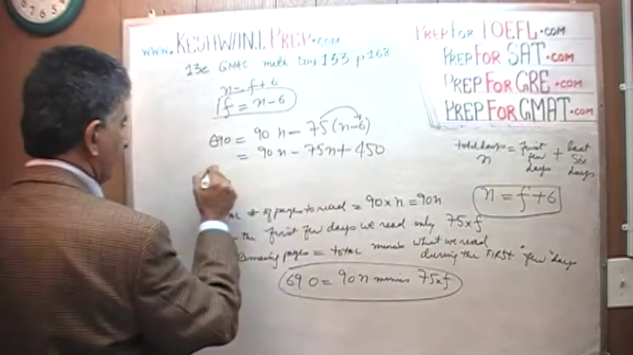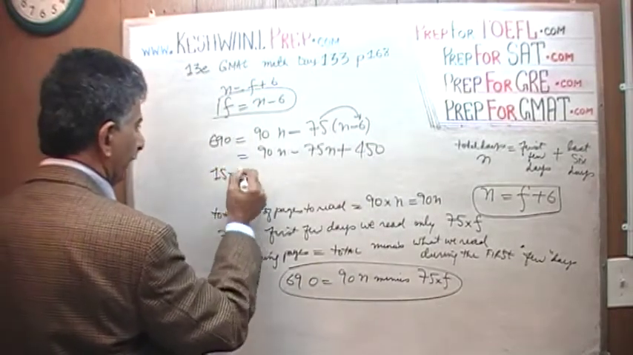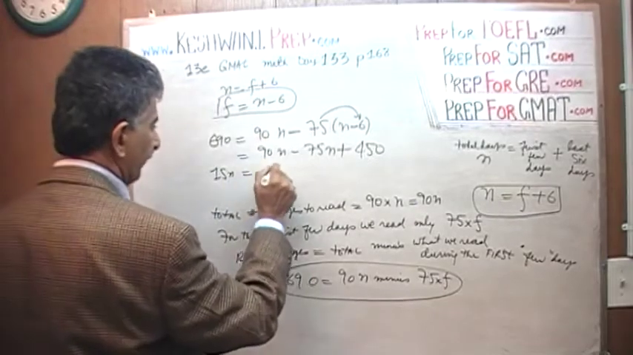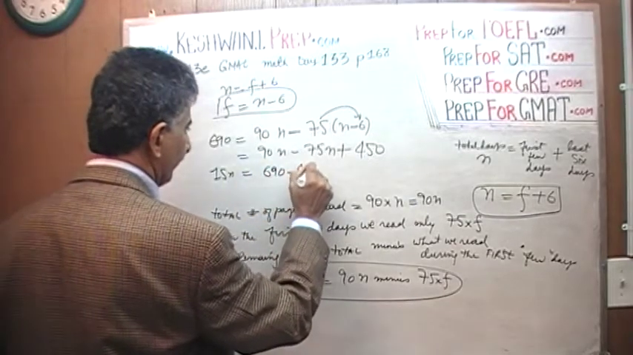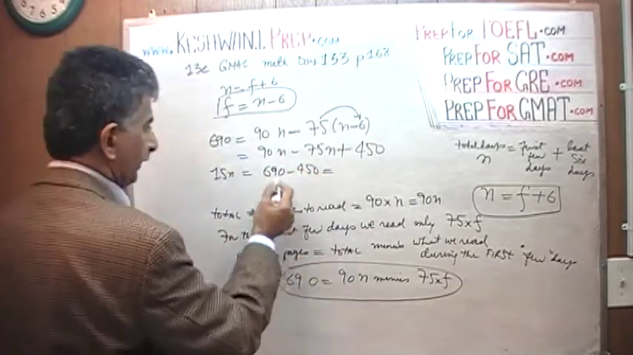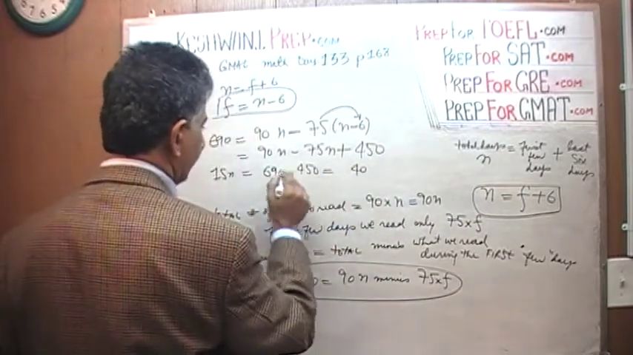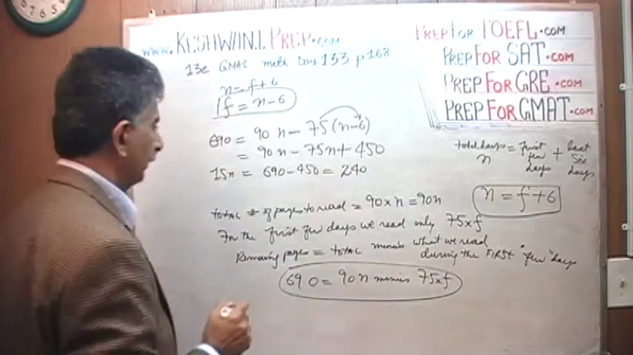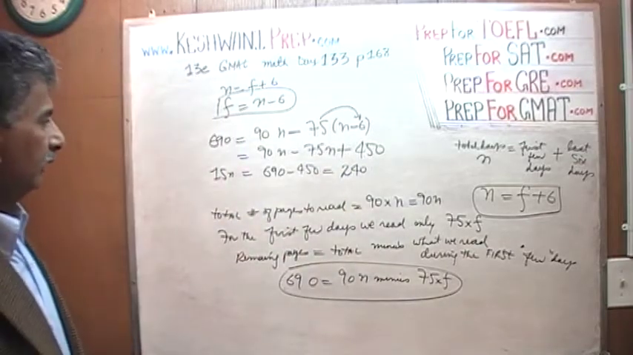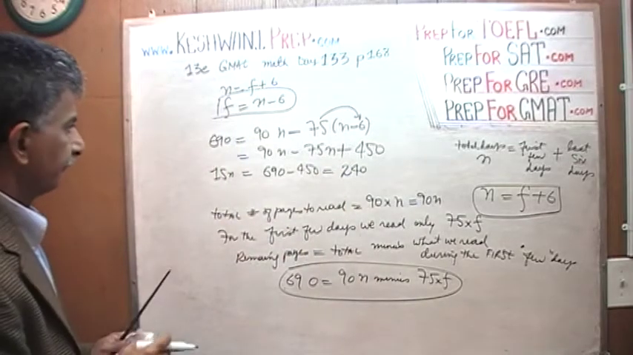90n minus 75n, that's 15n. And here, if you bring the 450 here, you'll end up with 690 minus 450. 90 minus 50 is 40, and 600 minus 400 is 200. So it's 240. 15n equals 240. We just have to divide both sides by 15.